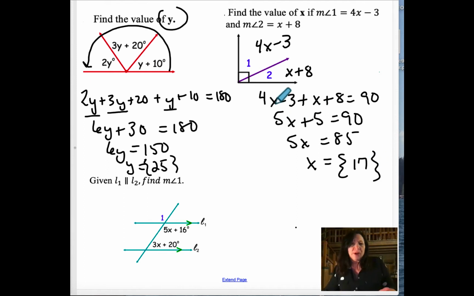Now again, what's angle 2? Like I might ask you on the test, what's the measure of angle 2? Well, I'd have to put in 17, right? 17 plus 8, and that would be 25. So the measure of angle 2 would be 25 degrees.